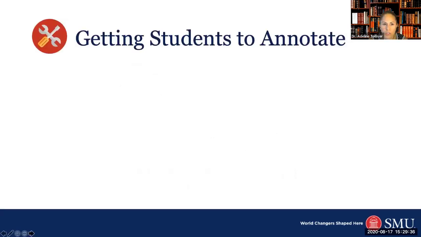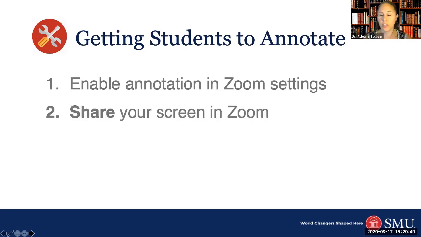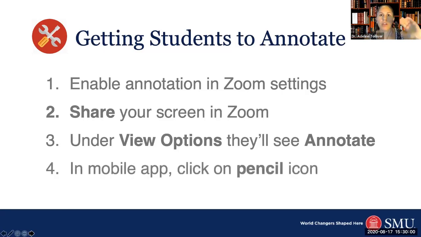So getting the students to annotate, you need to have the annotations enabled in your Zoom settings. So that's one thing that under that security icon, you can make sure that you enable that. This annotation feature only happens when somebody's sharing the screen in Zoom. And under view options, people see the annotate button. And on the mobile app, if people are on the screen, there's going to be a little pencil icon that they can click on, and they should be able to annotate with that pencil icon as well.